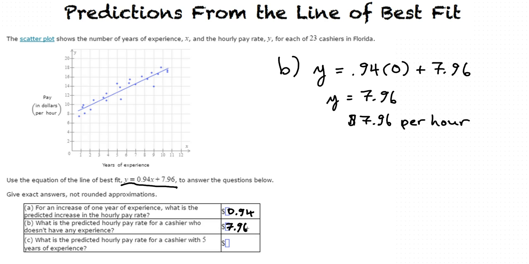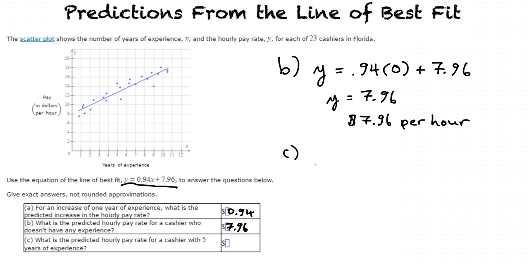Part C is similar to Part B, except this time we will plug in a higher value for X. We want to find the hourly pay rate for someone with 5 years of experience. Based on what we already did in Part B, can you think of how we would solve this? Yes, I think we should solve for Y when X is equal to 5.